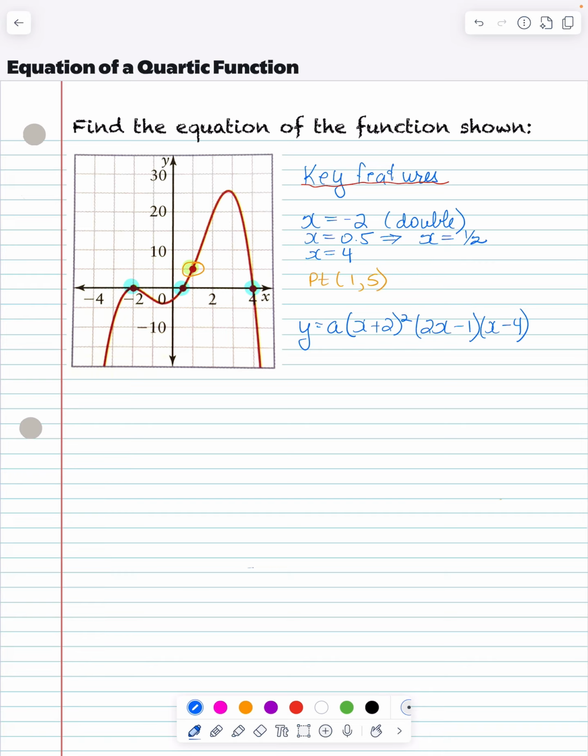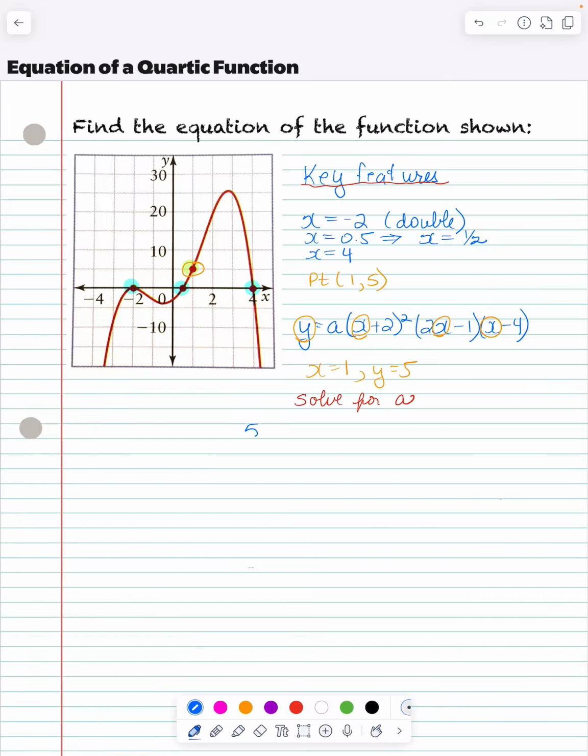I'm now going to substitute the values x equals 1 and y equals 5 into this equation. All the x values will be replaced with a 1, and the y value will be replaced with a 5. I'm going to substitute those in first. Once I sub them in, I will then solve for a.